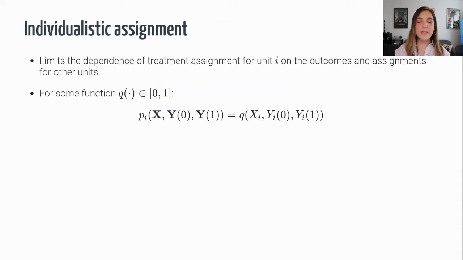The individualistic assignment basically says that it limits the dependence of the treatment assignment for a unit i on the outcomes and assignments for other units. Again, this might sound similar to SUTVA, which basically means that the probability of assignment of unit i to an intervention, to a treatment, that's p_i, is a function exclusively of its own covariates and its own potential outcomes. So it does not depend on the potential outcomes or the covariates of other units. Again, this sounds pretty similar to SUTVA.